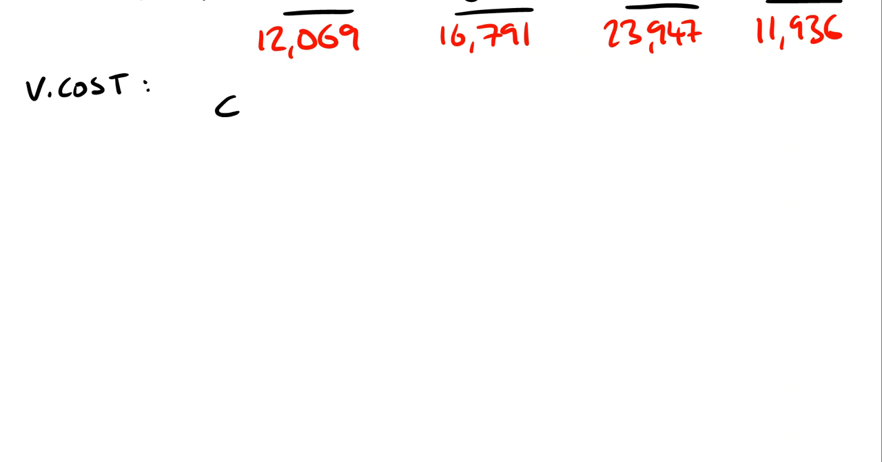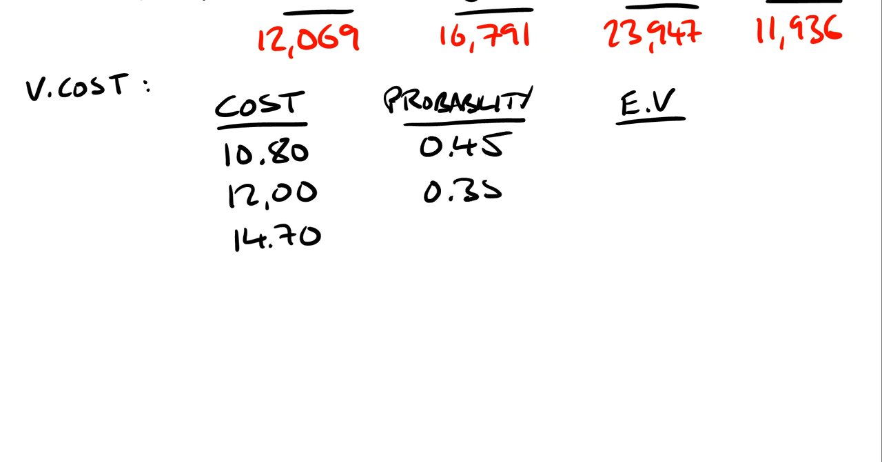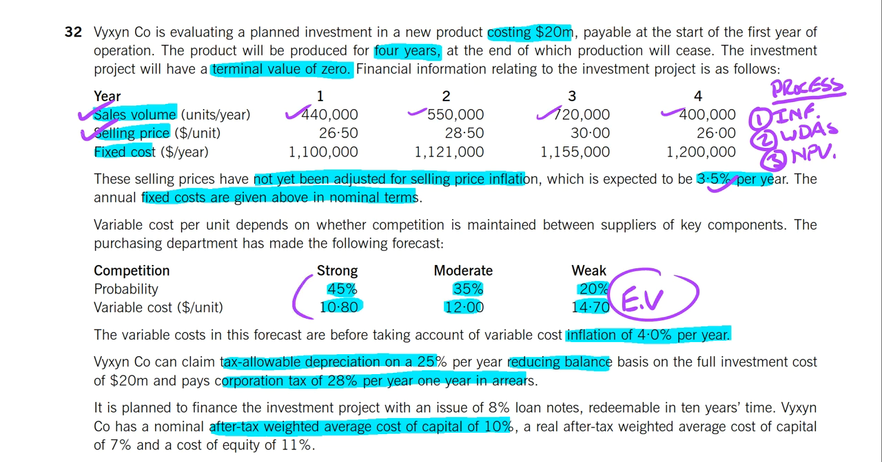So there's three costs given to us. We're then given the probability, and we'll multiply that out and add it up to get the expected value. So the costs were 10.80, 12 and 14.7, and the probability 0.45, 0.35 and 0.2, given to us in the question. So that's these figures down here, the probability and the variable cost.